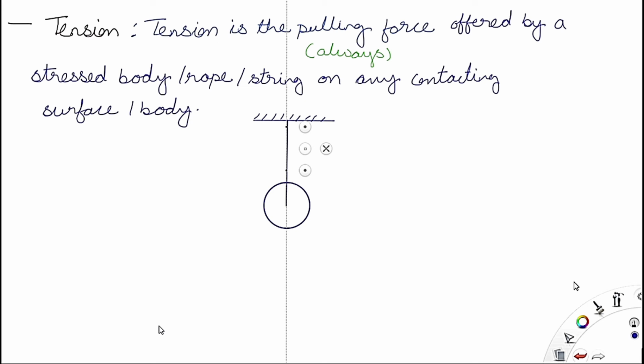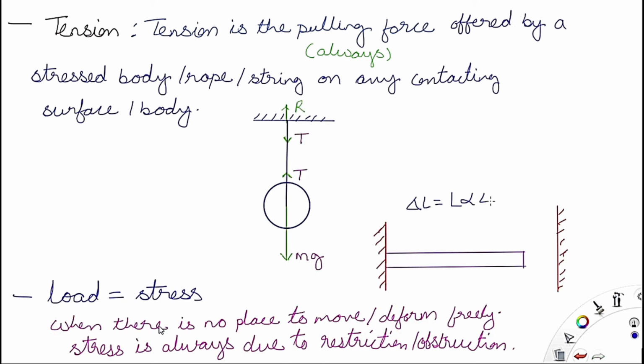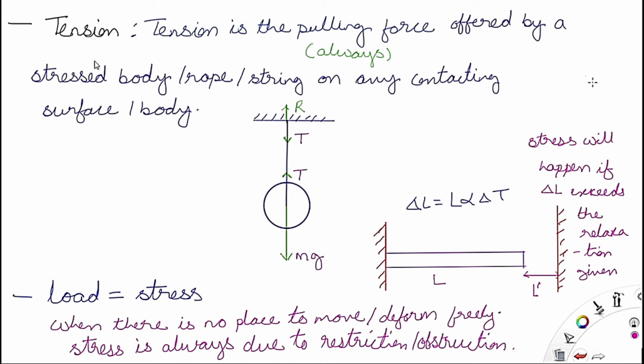Now we will understand tension and stresses also. Okay, so tension is always a pulling force. Whenever you see, tension is always the pulling force offered to any surface with which it is in contact. Okay, so if it is in contact with a sphere, it is pulling the sphere. If it is in contact with a fixed support, then it is pulling the fixed support. Okay, it is trying to pull the fixed support, and here it is trying to pull the mass m.